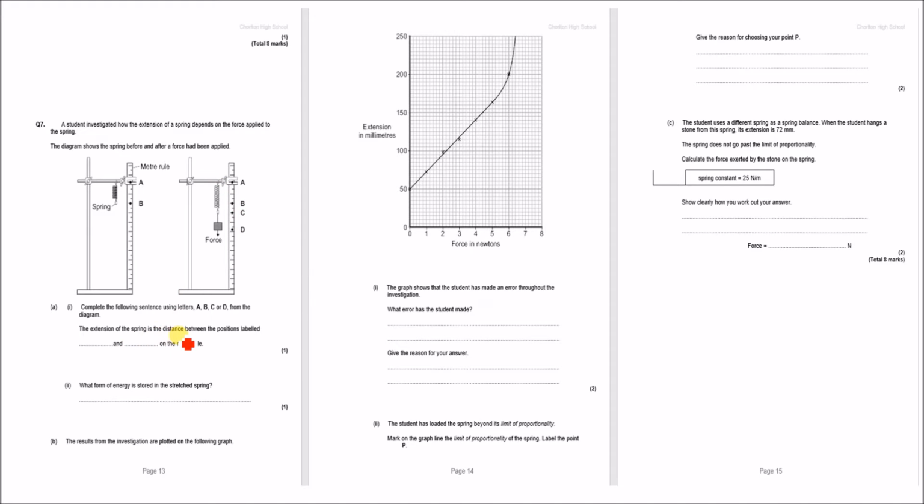The next question: the extension of the spring is the distance between the positions labelled. For this one, you can clearly see that this is where it starts, and this is where the hook has gone down to. So it's this difference here, which is between B and C. So you're looking for the bottom of the spring, and then where the bottom of the spring goes to. So it's gone from B to C.